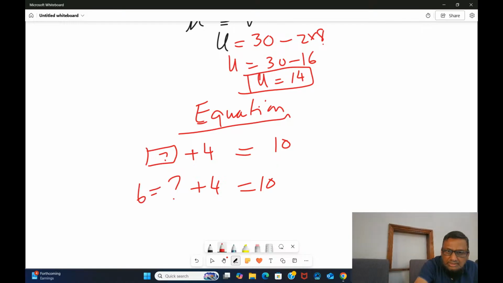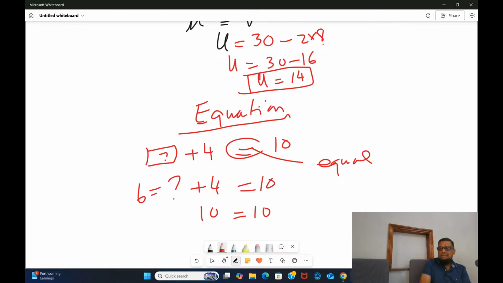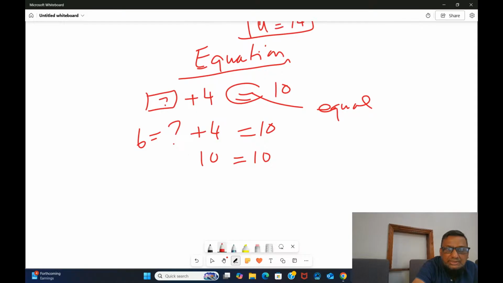Because this equal sign means both values are the same. So this 10 must be equal to 10. If they are not the same, it's not called an equation. It equates, so the left hand side must be equal to the right hand side. This is the concept behind the equation.